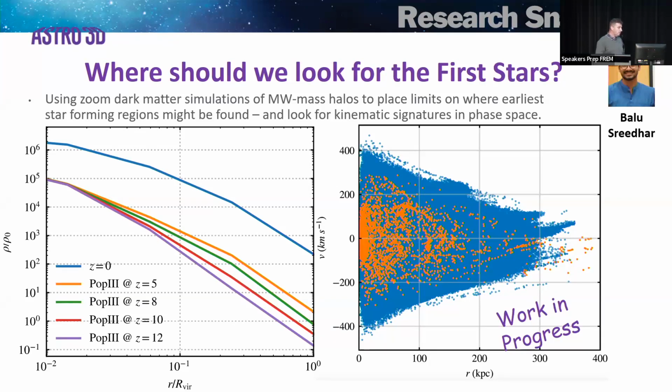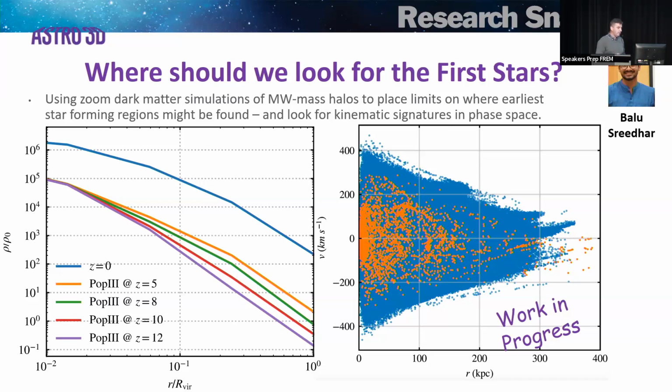And then you have a range of different curves, orange through to magenta or purple. That's showing the material that Balu has tagged as material that was part of a halo at redshift 5 through to 12 that could have potentially formed stars because it's above the mass threshold for atomic line cooling. And the interesting thing is, how can we actually detect this in the present day universe?